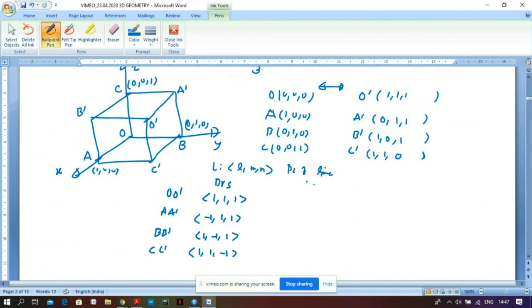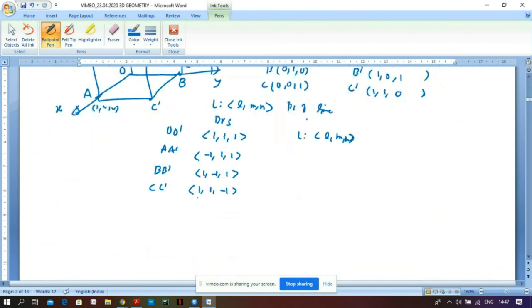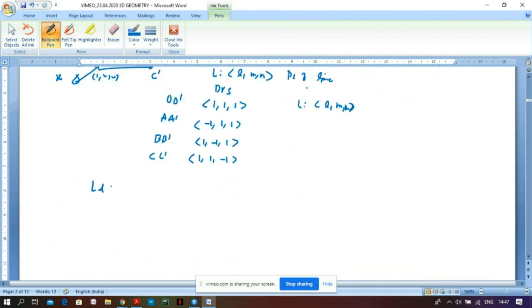And line L, we already know, has direction ratios L, M, and N. So line L has direction ratios L, M, and N. And the angle between line L and OO prime is given to be alpha.